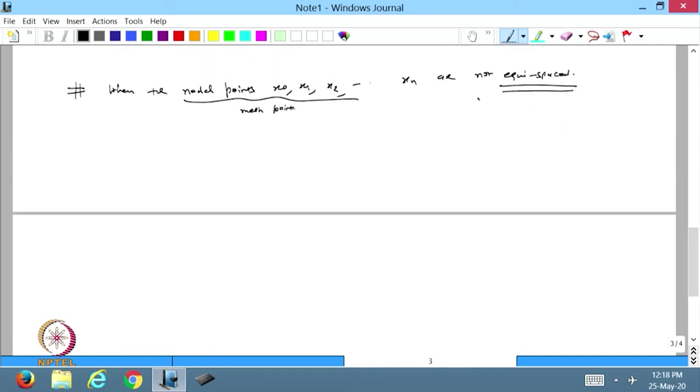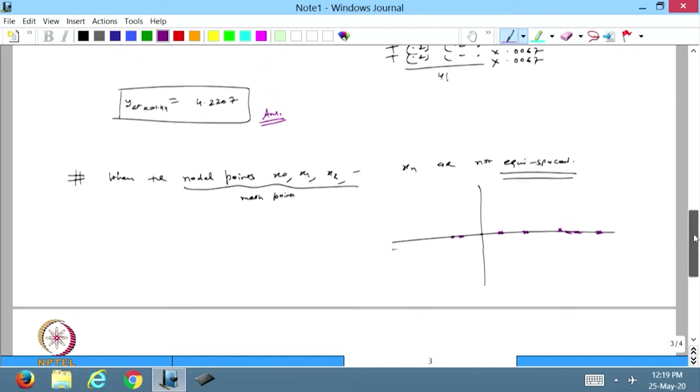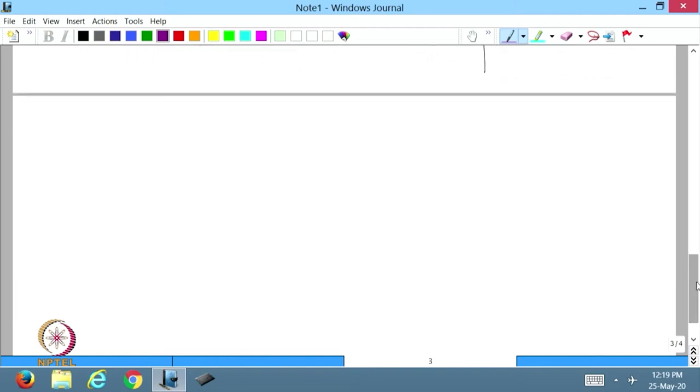Like I have the data, one value is here, another value is here, another value is here, and so on. In this case it is not equispaced, so I cannot apply Newton forward, backward or central difference as we have discussed. So in this case we have to develop some other methods to approximate or to find the interpolating polynomial. Let us do this.